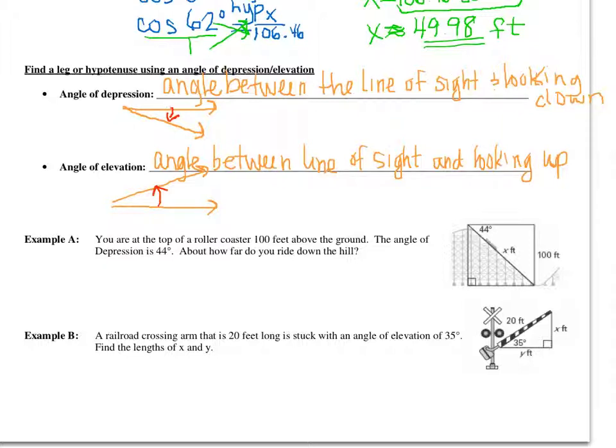So let's try an example with these. It says you're at the top of a roller coaster 100 feet above the ground. It's probably a key piece, so I'm going to underline it, 100 feet above the ground. The angle of depression is 44 degrees, okay?